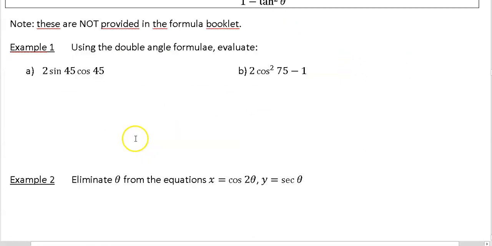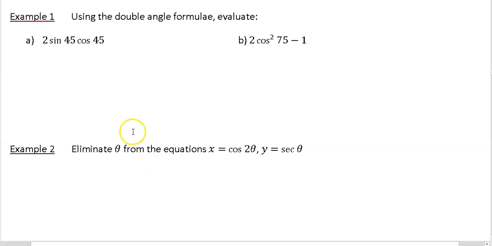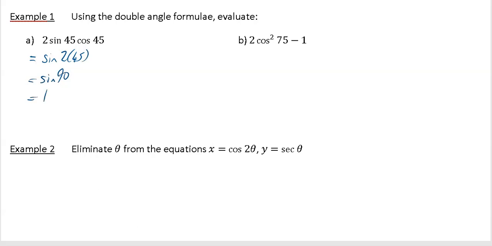Okay, let's go on and look at these examples. So example 1 says, using the double angle formula, evaluate 2 sine 45 cos 45. Now this thing is dead easy. That is the same as just sine of 2 times 45, which is the same as sine of 90, and sine of 90 we know and love as 1.